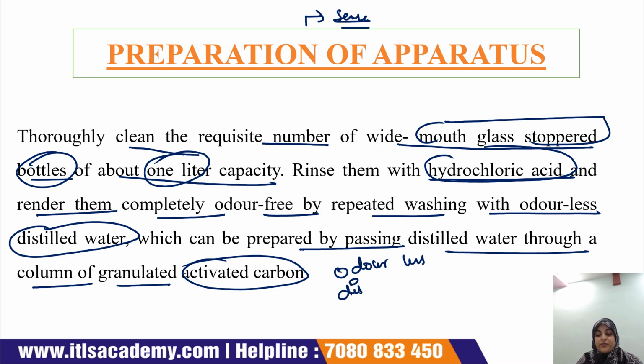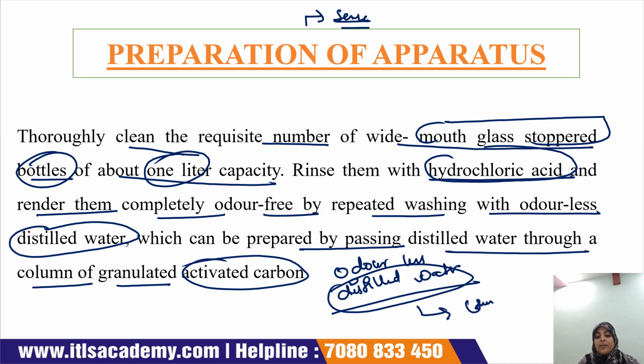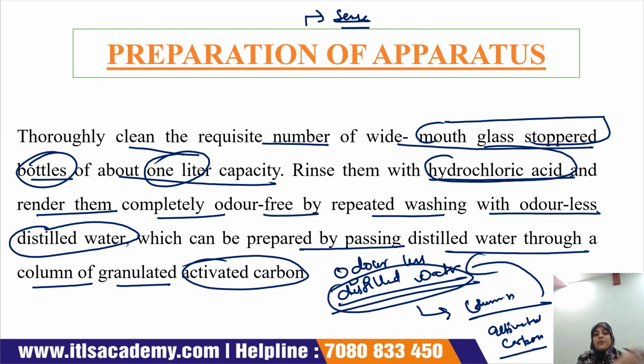Now, how do we form this odorless distilled water? Because we have only distilled water, and there is some odor. So for this, we take distilled water and pass it through a column. Inside the column we have activated carbon. This activated carbon takes all the odor from the distilled water and converts it into odorless distilled water. That's it. This is all about the preparation of the apparatus.